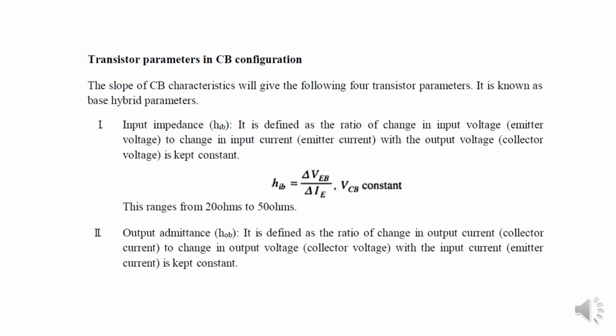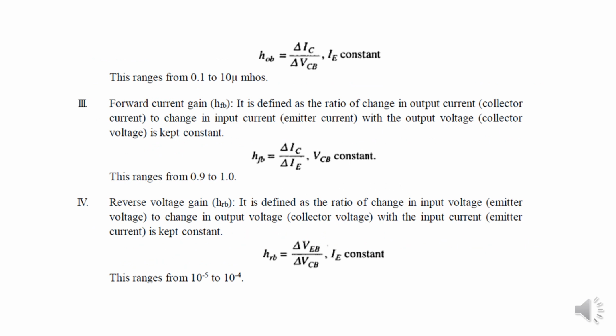Now you can see the transistor parameters in CB. The first one is the input impedance. The input impedance is defined as the ratio of the change in input voltage to the change in input current, with the output voltage kept constant, and this is given by hib equal to del VEB by del IE at VCB constant. The output admittance is defined as the ratio of the change in output current to the change in output voltage with the input current kept constant, and this is given by this equation.